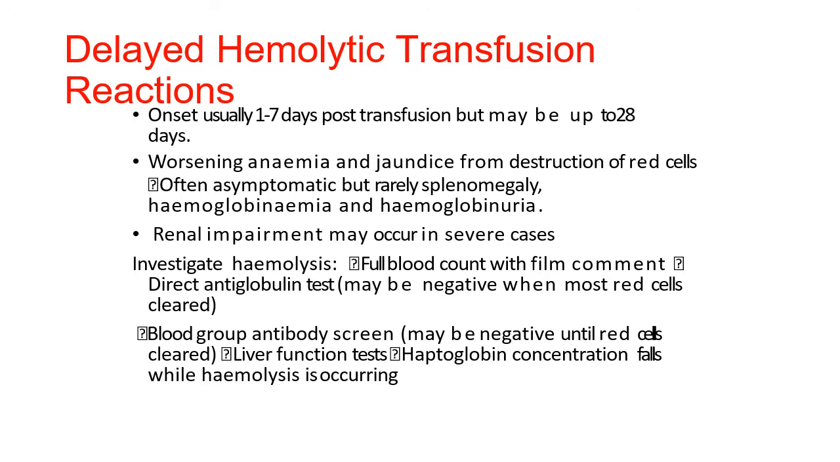So what we should do in these cases is a hemolytic investigation. A full blood count is done, a peripheral smear is checked, and a direct Coombs test can be done. And blood group antibody screening should also be done. In some cases where the jaundice is severe, we can also do a liver function test.